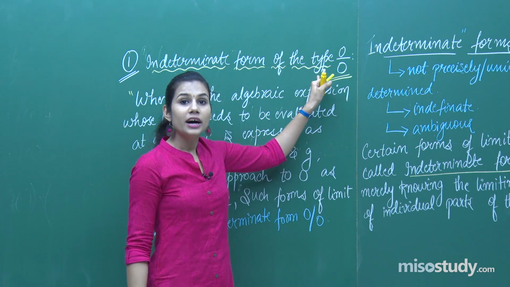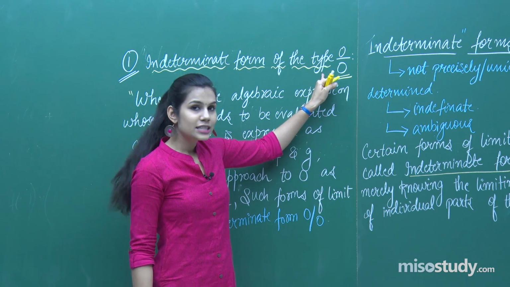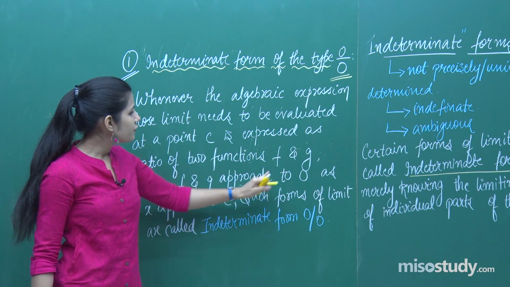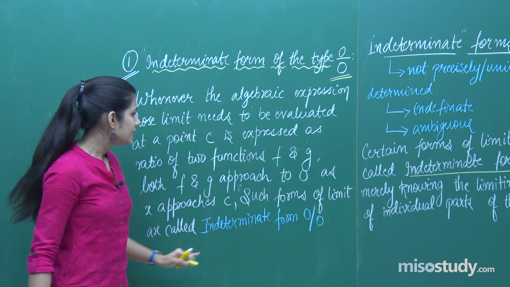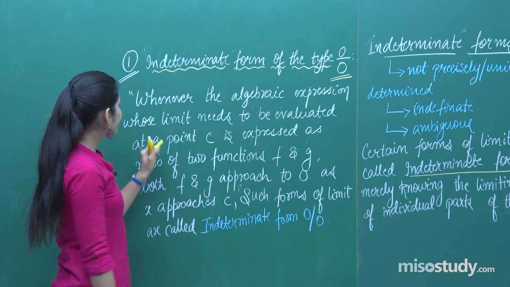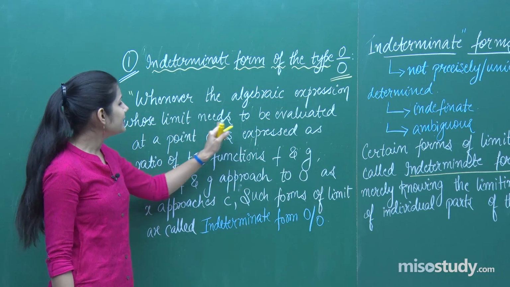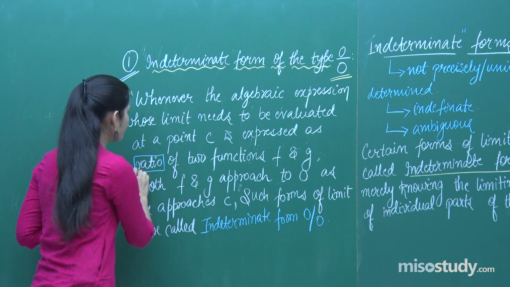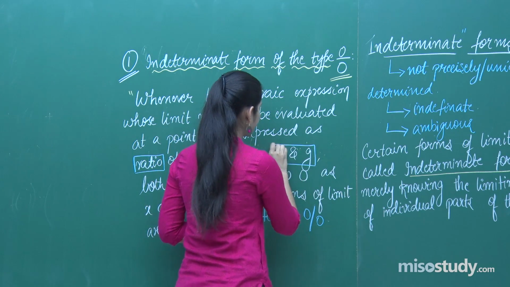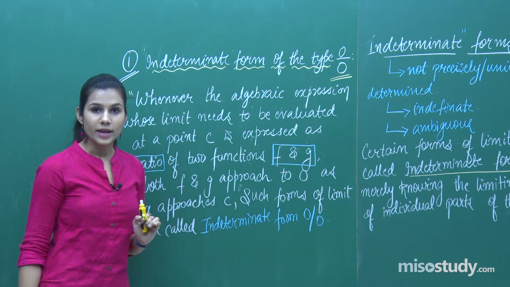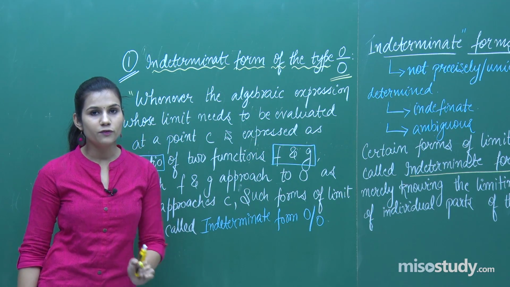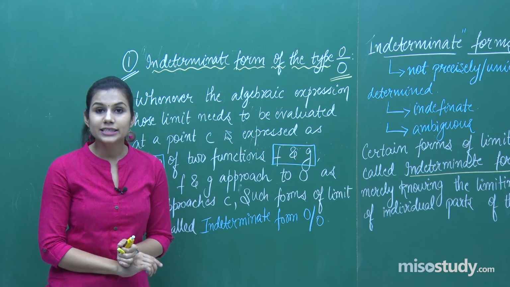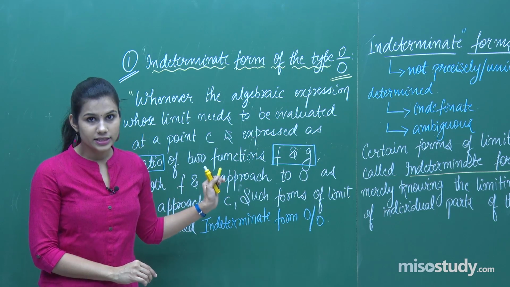So now see, the moment you see 0 upon 0, you have to understand that such is the limit which arrives to be the answer of the algebraic expression which is of the form f upon g. See what is written. Whenever the algebraic expression whose limit needs to be evaluated at a point C is expressed as ratio of f and g. Whenever you have an algebraic expression of the form f upon g whose limiting behavior needs to be evaluated at a point C, this is of the first type, right?